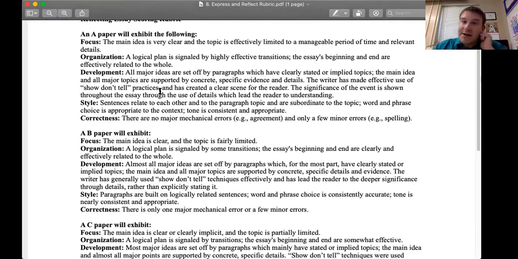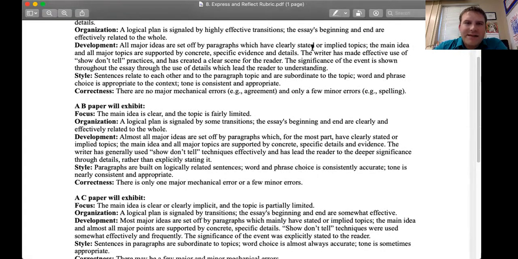Development, this is probably the major one that you need to focus on. For development, all major ideas are set off by paragraphs which have clearly stated or implied topics. So yes, you need to have this broken up into different paragraphs. I had seniors that did this assignment that submitted just one giant paragraph, and then I got upset when they failed and I was like, well, heck, two of the things on the rubric say paragraphs. I can't have you pass an essay that clearly went against the rubric.